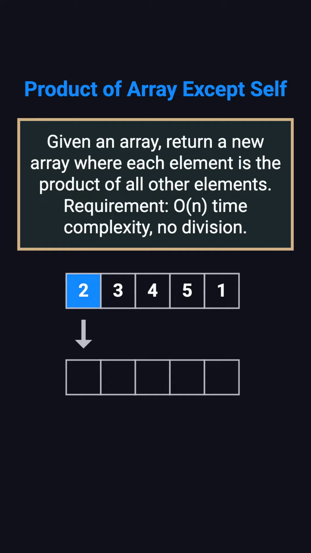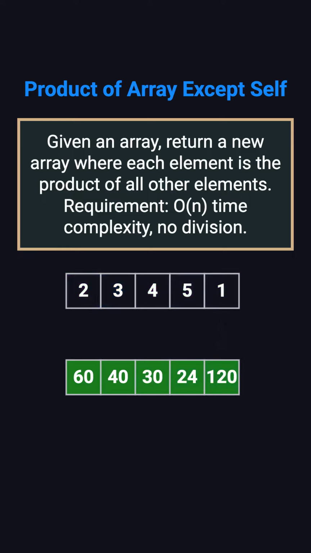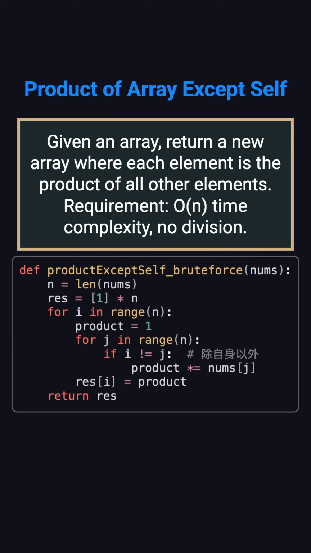At the first position, 2, the product of the others is 60. At the second position, 3, left is 2, and right multiplies to 20, so 2 times 20 is 40. The same logic gives 30, 24, and finally 120. What we just did is brute force.